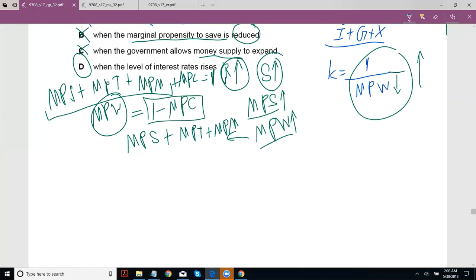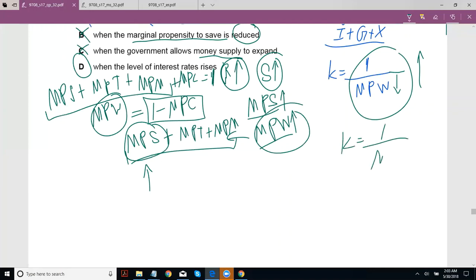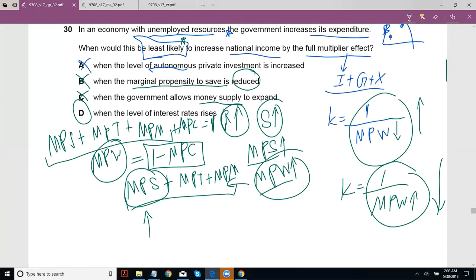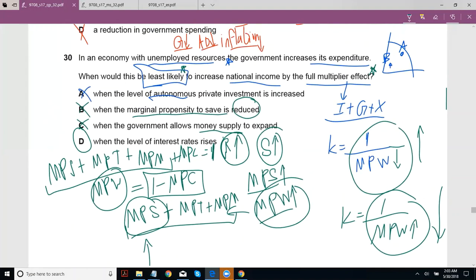Anyhow, you don't need to know this for this particular question. But the idea is, since these three make up your MPW, if marginal propensity to save rises, then obviously marginal propensity to withdraw would rise. Now look back to your multiplier formula, 1 upon MPW. If your denominator increases, the overall multiplier would decrease. Which means the full multiplier effect isn't likely to happen. It's least likely, which is why you can conclude with answer D.